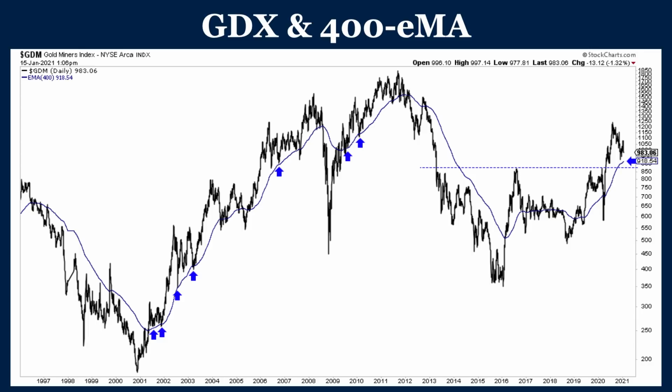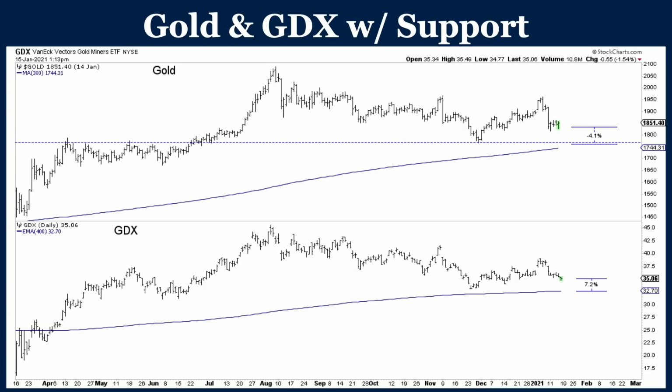So it provided the lows during most of the corrections in the sector, most of the sustained corrections, you could say. And now gold stocks are down again today. They still have more downside to get to that level, which, as you can see in this chart, is about 7%.